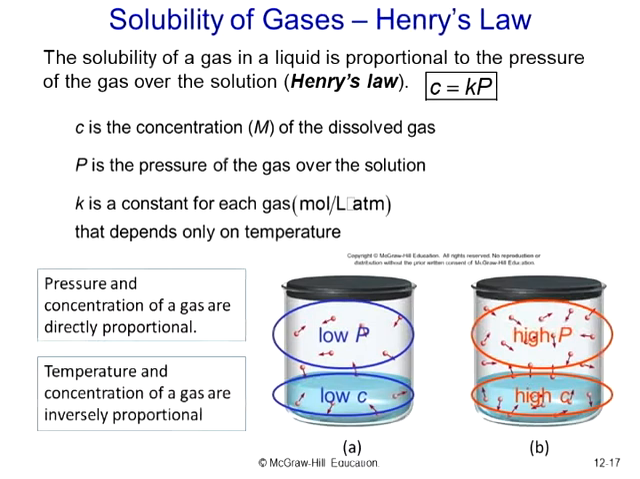We also should point out that temperature and concentration of a gas are inversely proportional. In other words, when it comes to dissolving gases in a solvent, temperature goes up, concentration goes down. Temperature goes down, concentration goes up. So be aware of that. So pressure and concentration are directly proportional. Temperature and concentration are inversely proportional. And those are two basic fundamental rules that we expect you to retain when we talk about the solubility of gases.